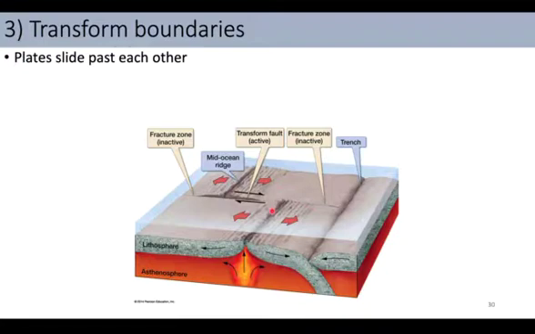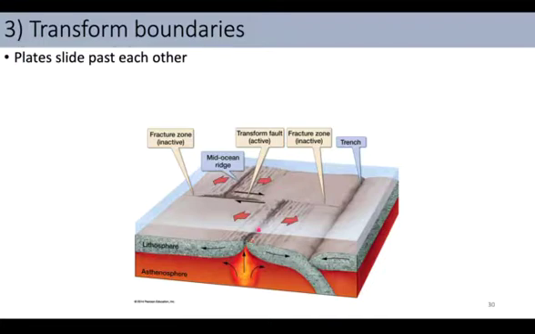So the next type of boundary, the last of the three, is called a transform boundary. This is different. We do not have motion towards or away. The plates are merely sliding past each other. So this here is the transform boundary, where the plates are sliding past each other. Transform boundaries are generally always associated or nearby mid-ocean ridges or spreading centers.